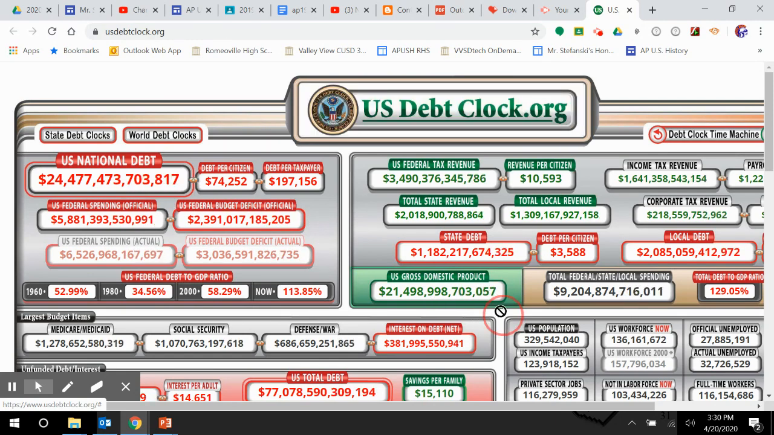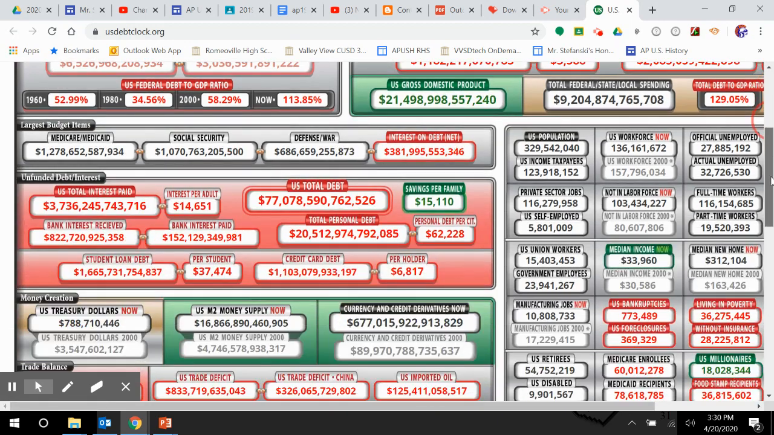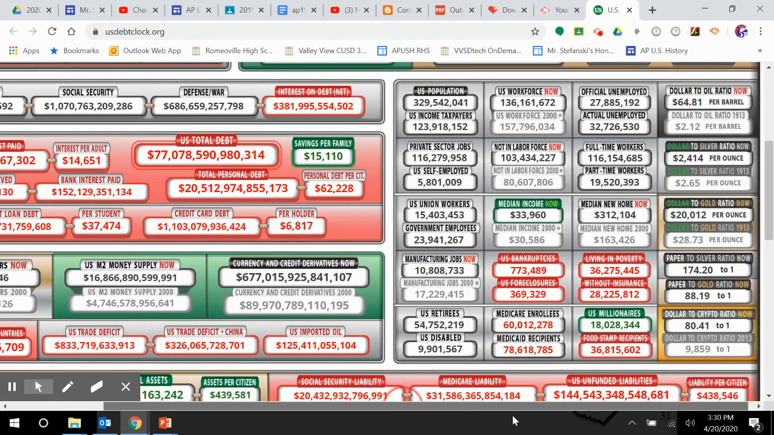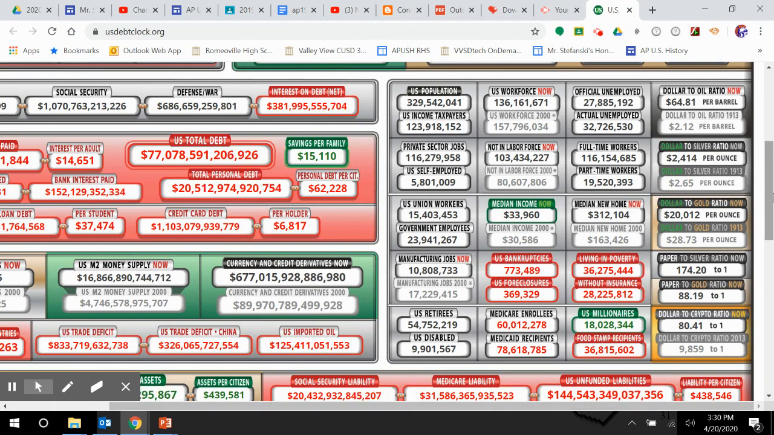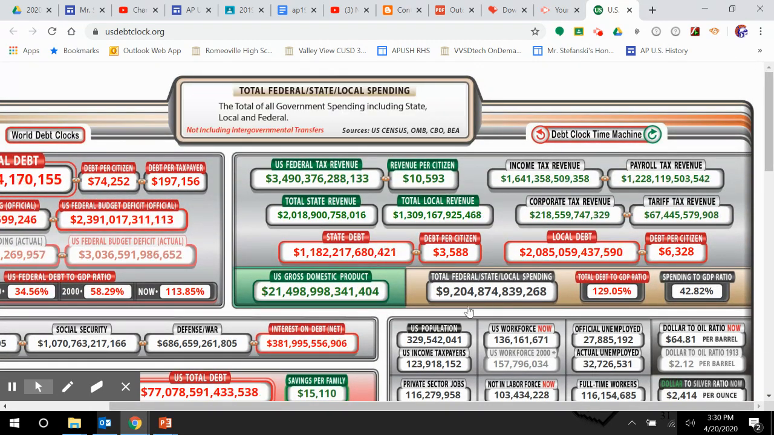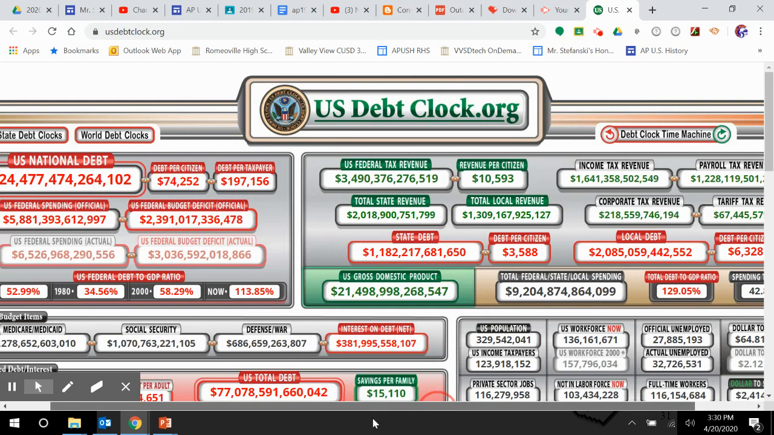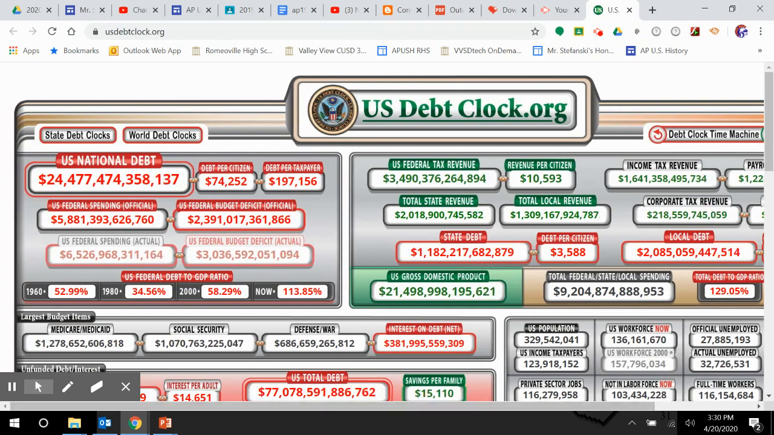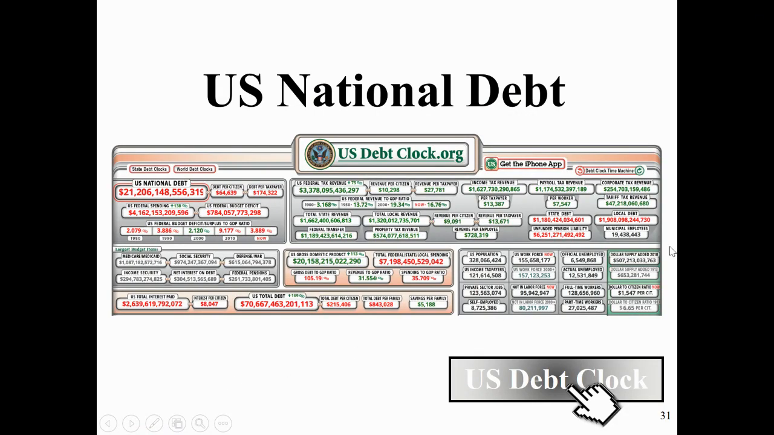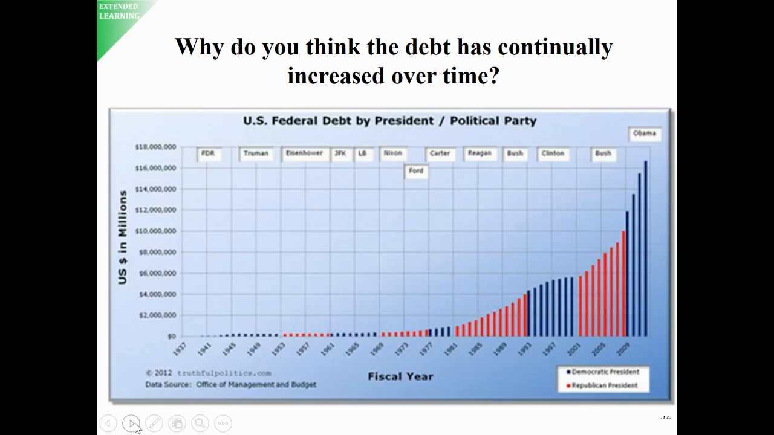All right, so you could take a look at this throughout and see how much of our deficit is growing. And this is like nonstop growing. I mean, it's pretty crazy here. Okay. So once again, you could see over time, our deficit spending has dramatically increased.